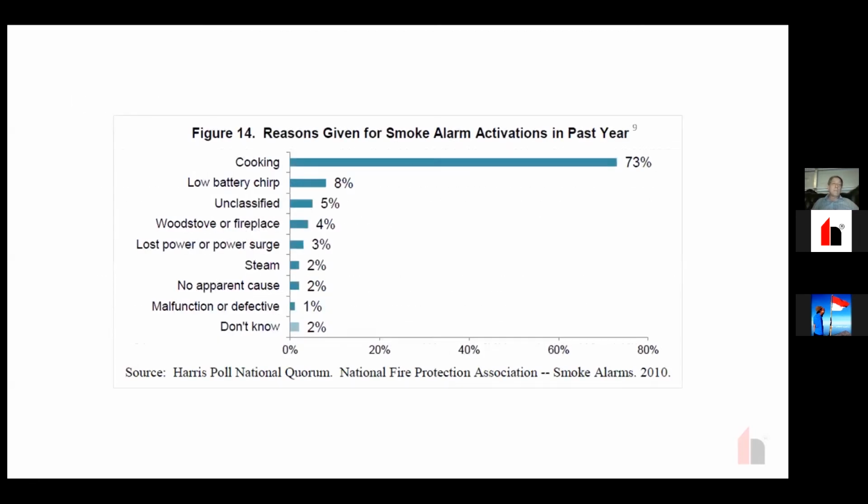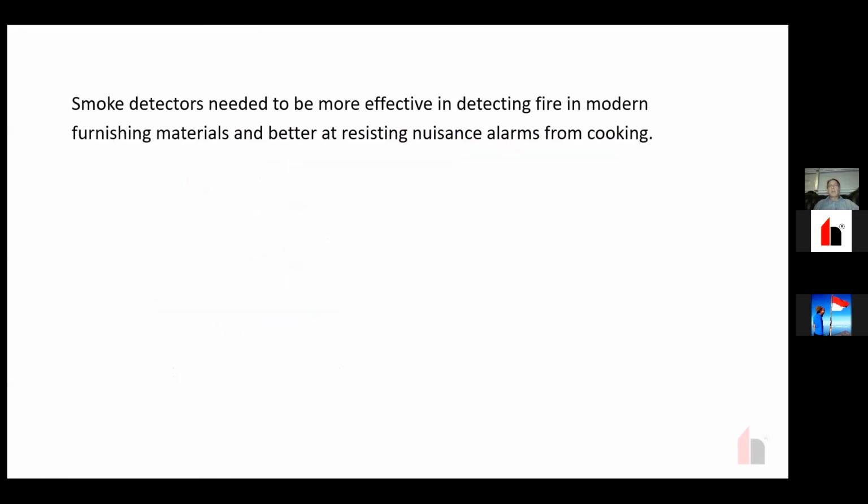When they're cooking food, the detectors go into alarm and they get tired of it and they disconnect them. And a smoke detector with no power or no battery is about as worthless as no detector at all. And you can see this chart showing that smoke alarm activations result for the greatest amount of causes. Cooking far and away is the largest issue there. So smoke detectors needed to be more effective at detecting fire in modern furnishing materials, but they also needed to be better at resisting nuisance alarms from cooking.